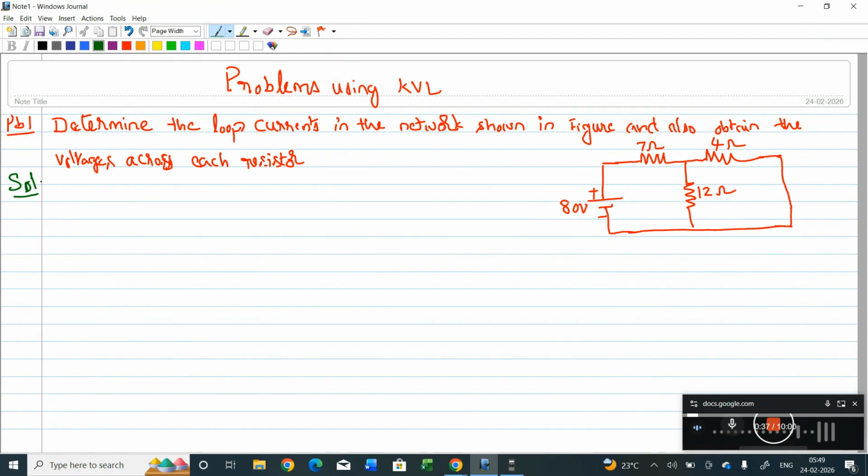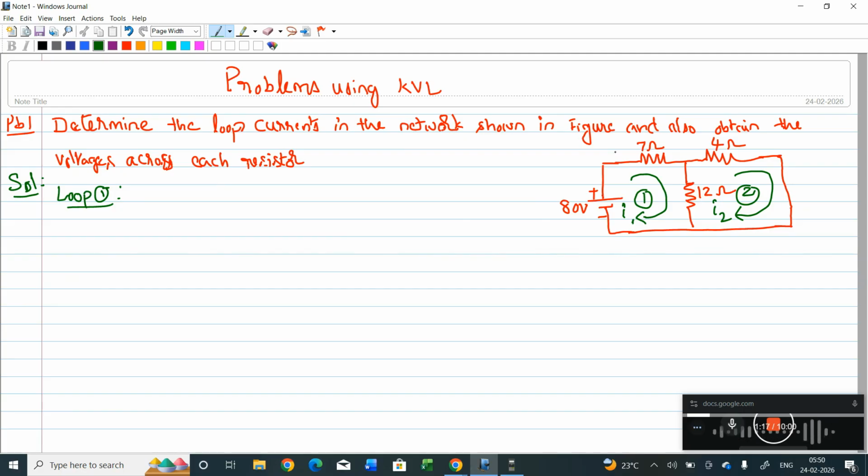For solving the loop currents, we need to obtain the loop equations first. There are basically two loops. This is loop 1 and this is loop 2. And the voltage source is connected here. As the current moves from the positive terminal, let us take this loop current in clockwise direction as I1, and loop 2 current also we are taking in clockwise direction. The loop current in loop 2 is I2. Now let's start writing the loop equation.